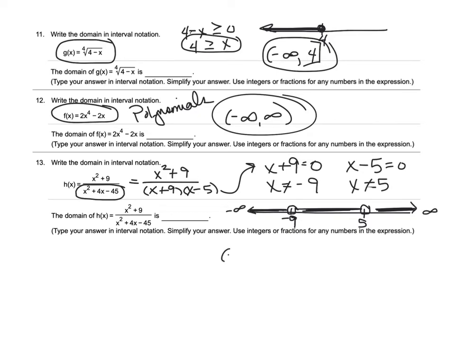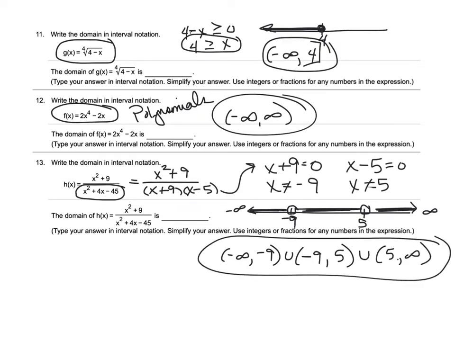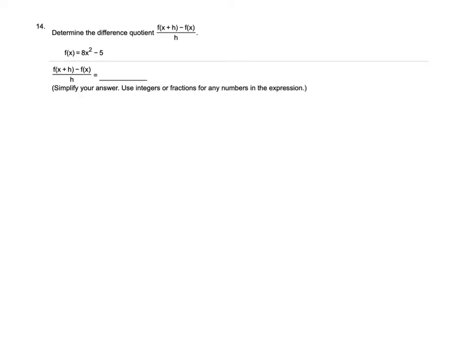So the first interval would be negative infinity to negative 9, but it doesn't include negative 9. Then our next interval is negative 9 to 5. Doesn't include that, and then 5 to infinity. And there we go. All right, so here we get to this problem.